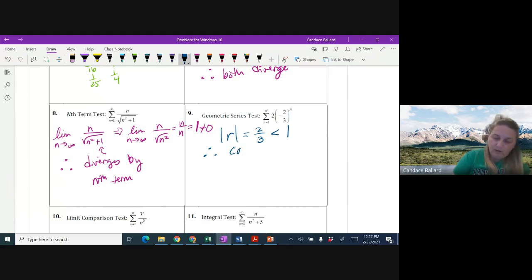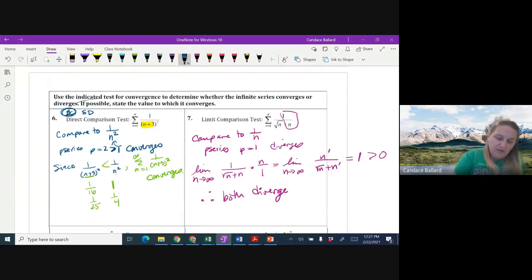All right, therefore it converges by the geometric series test. And I know I don't probably need to write that because it was obvious, but all right, now there was another part of the instructions. Did you notice that we've skipped over? It says, if possible, state the value to which it converges. The only one I can do that for is a geometric. So we are going to do that.